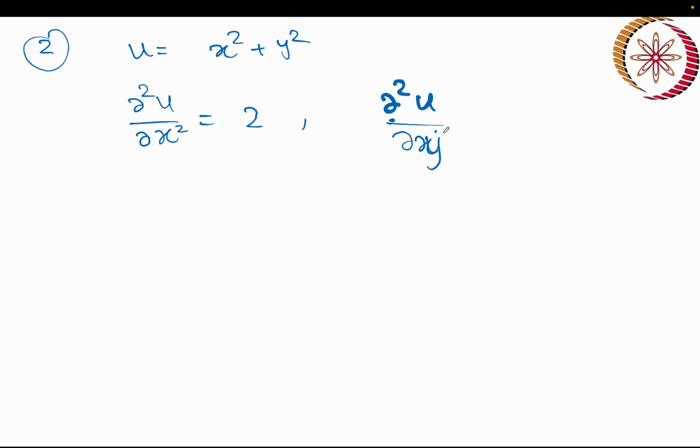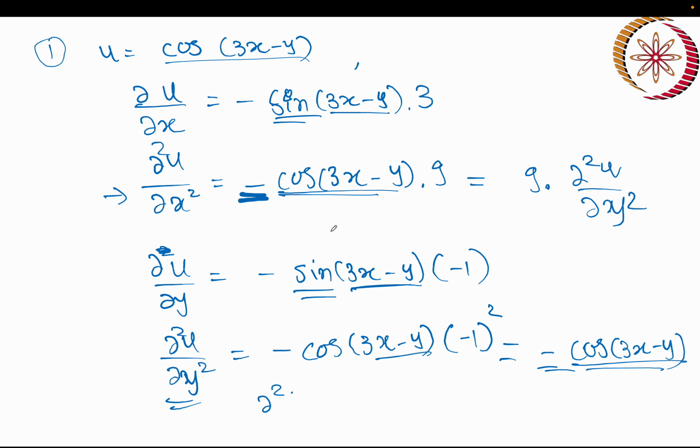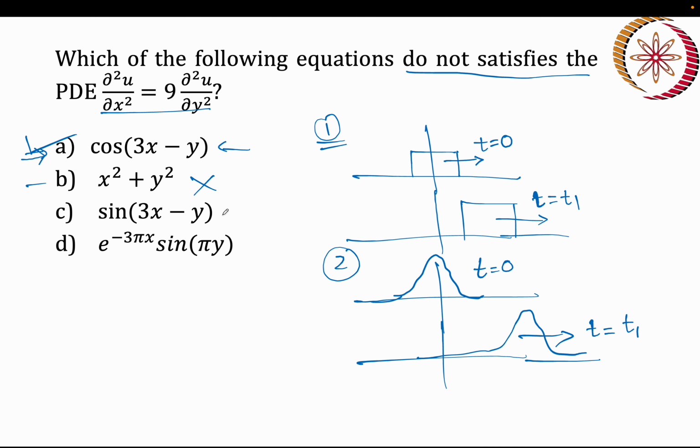The second equation is u is equal to x square plus y square. If you differentiate directly with x twice, you will get 2, and if you differentiate u twice with respect to y, which is symmetric in x and y, it will be 2. You can see that dou square u by dou x square is equal to dou square u by dou y square, but that is not the equation, so here 9 is missing. So this does not satisfy, this is not the solution.